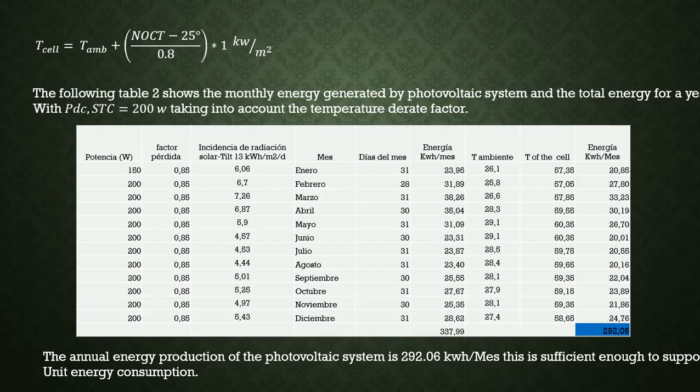Now it's necessary to calculate the temperature of the cell with that formula. The following table 2 shows the monthly energy generated by the photovoltaic system and the total energy for a year with DC power equal to 100 watts, taking into account the temperature derate factor. Here we have the annual energy production of the photovoltaic system, 292.06 kilowatt hour per month. This is sufficient to support the unit's energy consumption.